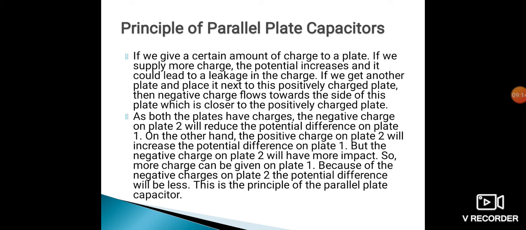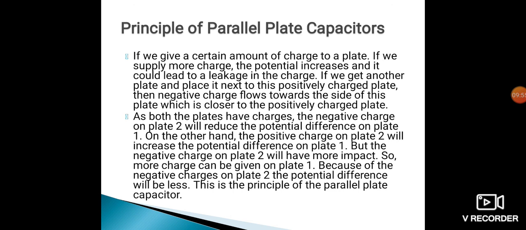Now as we go on increasing the charge across the plates, this potential starts flowing from plate number 1 to plate number 2. And as we can see, the potential of plate number 1 will increase the potential on plate number 2 because 1 is positively charged and 2 is negatively charged. And we can say plate number 2 reduces the potential of plate number 1 because the positive ions of plate 1 will be attracted by the negative ions of plate 2.